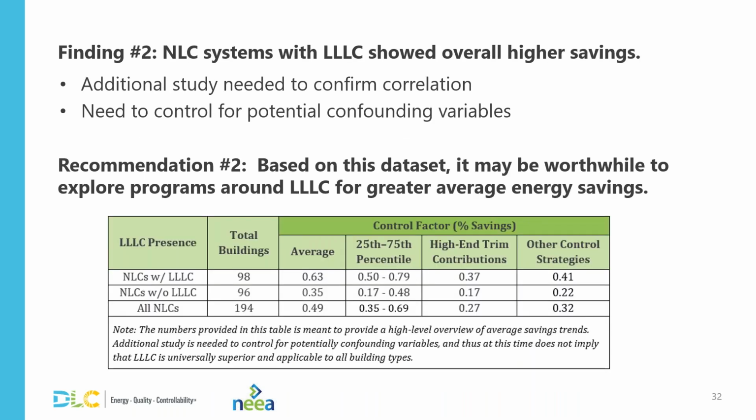NLC systems with LLLC showed overall higher savings than systems without LLLC. As you can see from this table below, LLLC can save up to twice as much energy as systems without LLLC. While this implies that control strategies implemented at the luminaire level may yield higher savings, it cannot be inferred at this time that LLLC is universally superior in all applications and building types. A larger study including more diverse NLC systems with LLLC, controlling for potentially confounding variables, is still needed to confirm the study at a portfolio level.